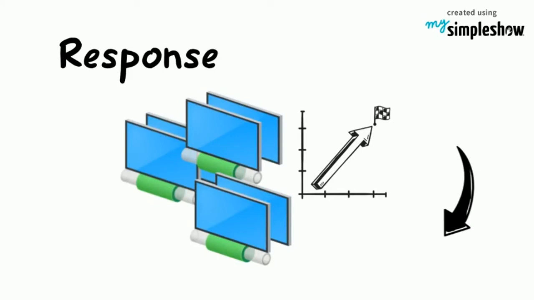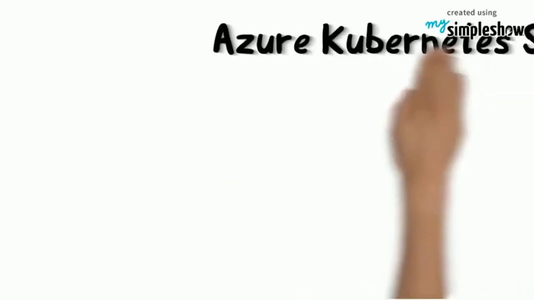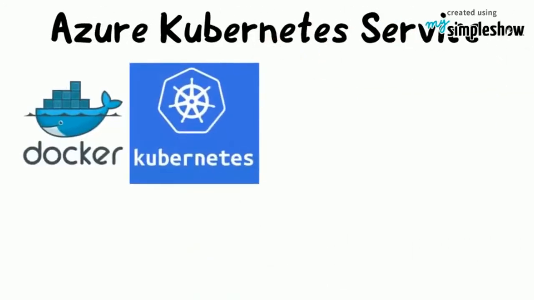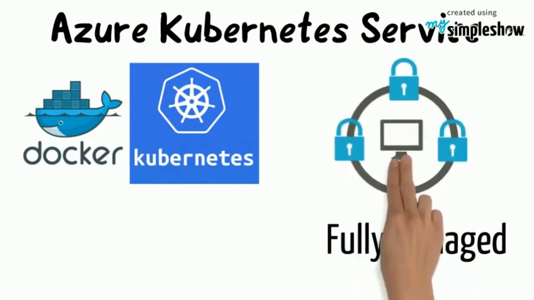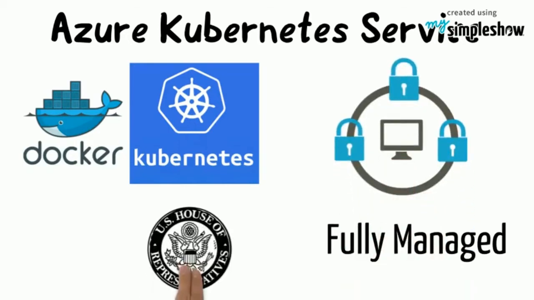3. Azure Kubernetes Service. Deploy and manage containerized applications more easily with a fully managed Kubernetes service. Azure Kubernetes Service, AKS, offers serverless Kubernetes, an integrated continuous integration and continuous delivery, CI/CD, experience, and enterprise-grade security and governance.